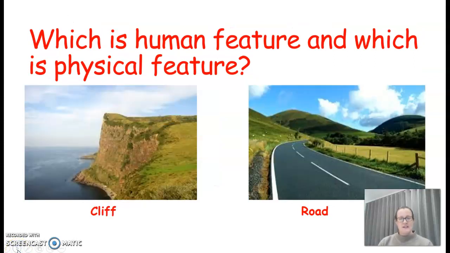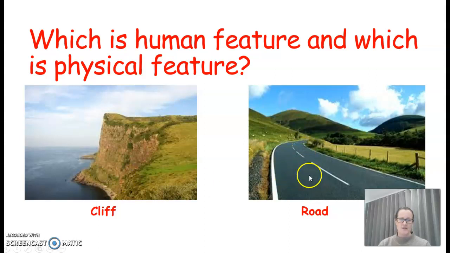So what about these then? These are slightly different. So we've got a human feature or a physical feature. So this here is a cliff. Do you remember we looked at this feature before half term, this cliff? Is that a human feature, as in, has it been man-made, or is it a physical feature, so it's naturally occurred, naturally created? What do you think of cliff? Give you a minute to think about that.